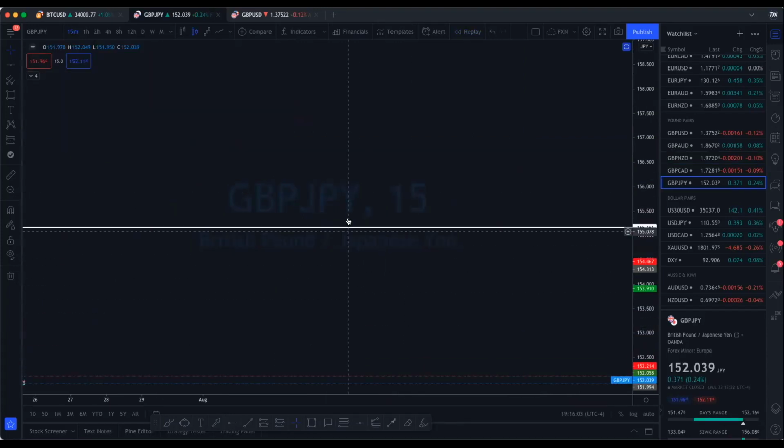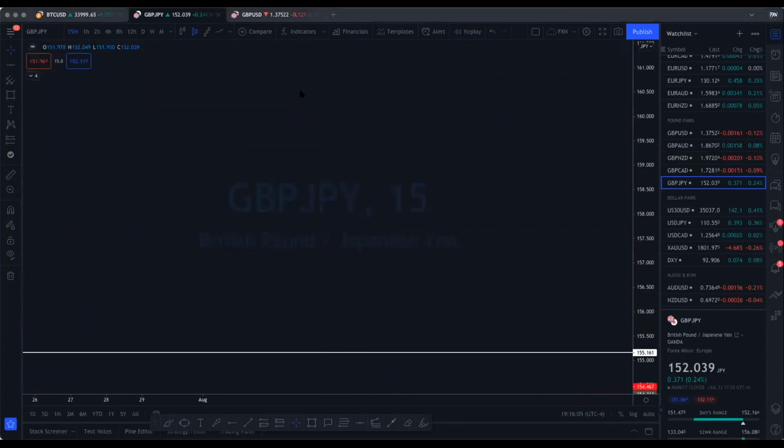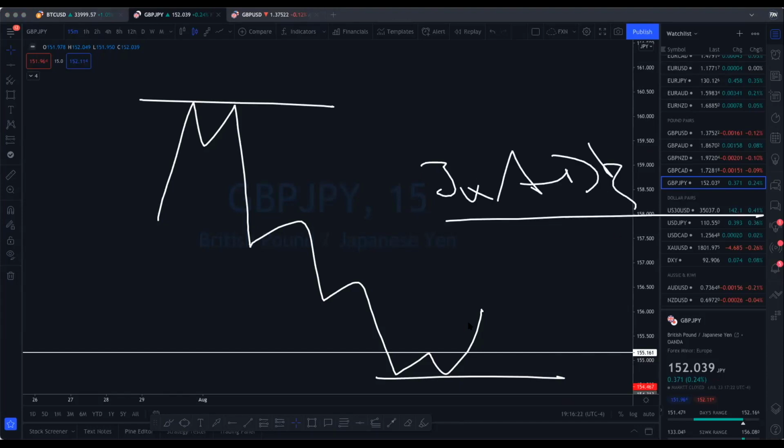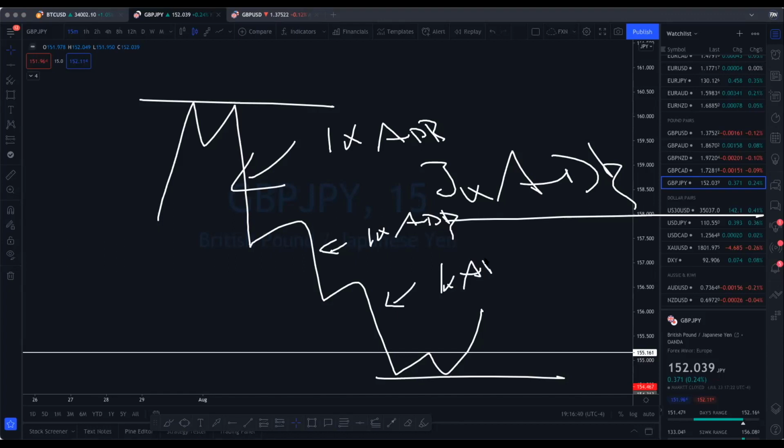Just remember to keep it simple, right? If this is your pattern from here to here, it should be around 3 times ADR. The way it works out typically is this here is 1 times ADR. This here is 1 times ADR. And this last move should also be 1 times ADR.